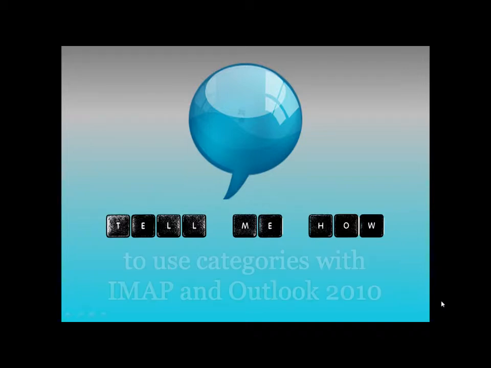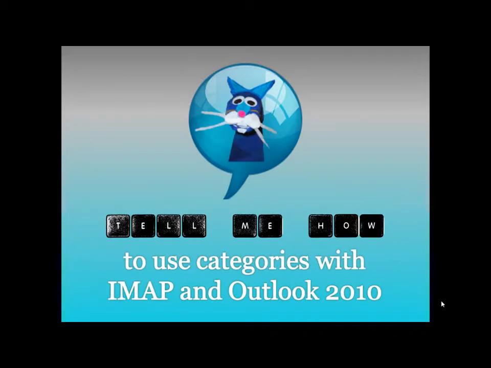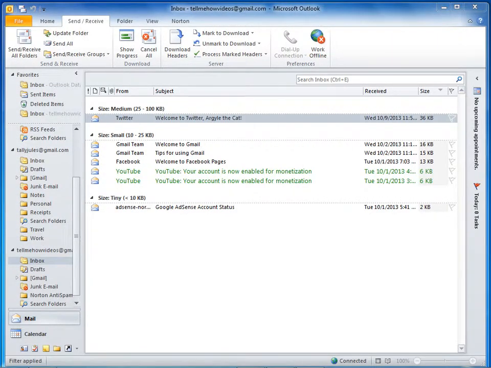Tell me how to use categories with IMAP in Outlook 2010. Hey everybody, welcome back.